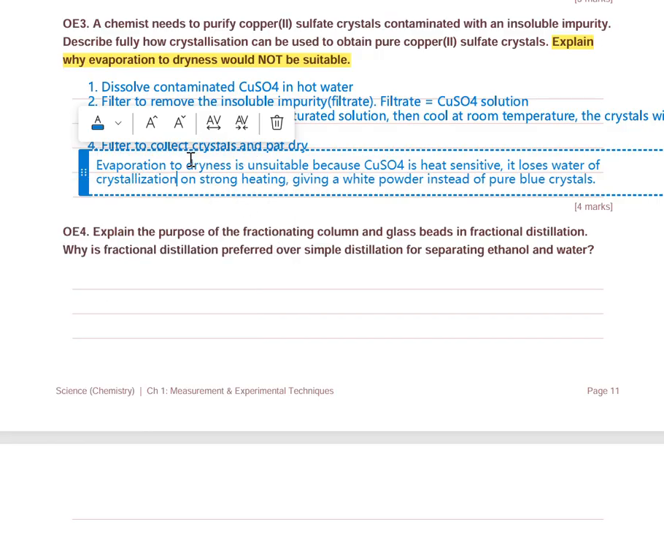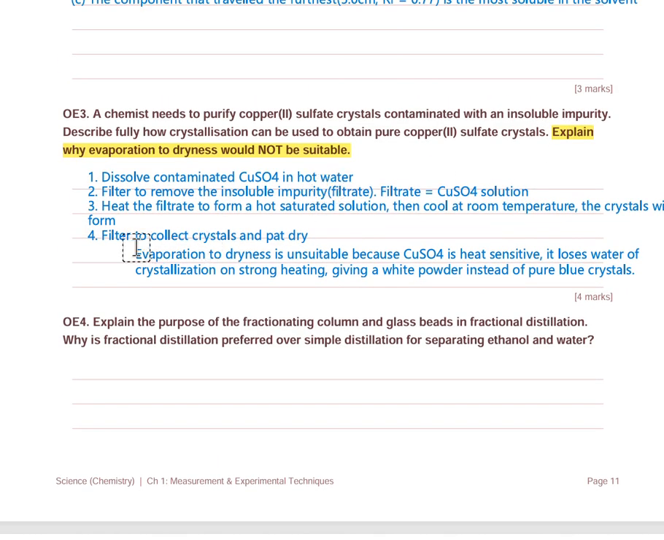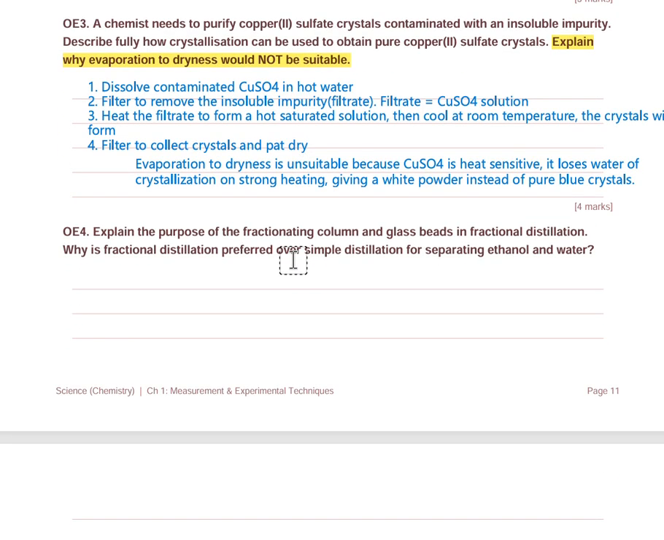So you have to write that evaporation to dryness is unsuitable, and you must explain why. Sometimes you have to check the number of lines given. If there are a lot of lines, it usually means you need to explain by yourself even without them asking. But if there is only one line, just write the answer. Probably most of the time, it depends if the teachers are nice or not.